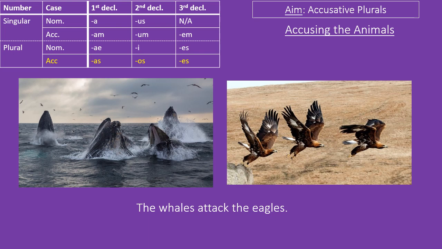This time, again, we're going to have to look at the plural endings. Have a think about what it might be. And here we go. The balinai, now they're plural nominative, are attacking the aquilas, accusative plural. Also notice that the verb has changed ending. T is for one, and NT is for two or more, because it's just a plural ending.